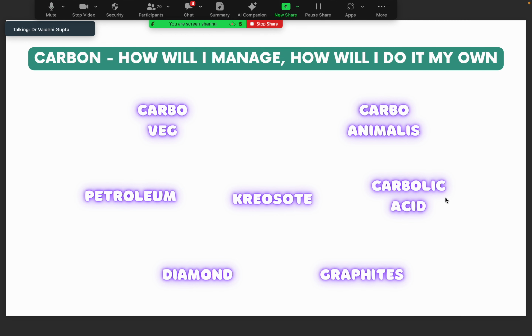Column 14, carbon. How will I manage? How will I do it on my own? There is a strong feeling in carbon. Medicines are carbovase, carboanimalis, petroleum, creosote, carbolic acid, diamond, graphitis. All of them have such feeling: okay, when I get separated from that mother-like structure, how will I manage, how can I do things on my own.